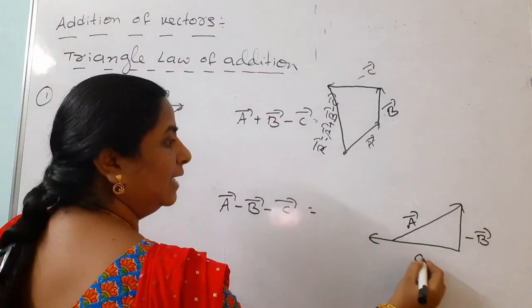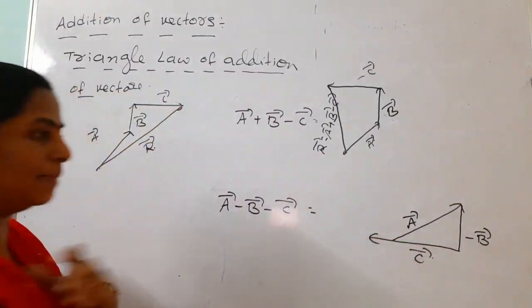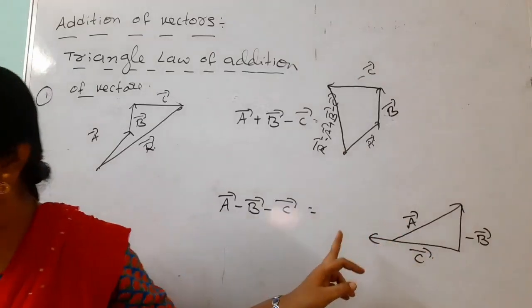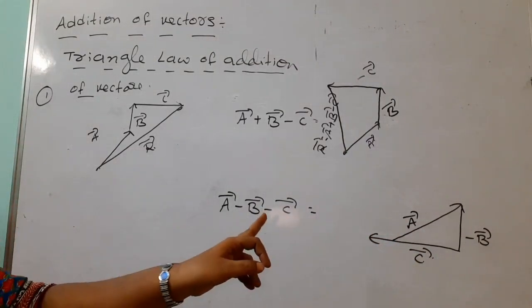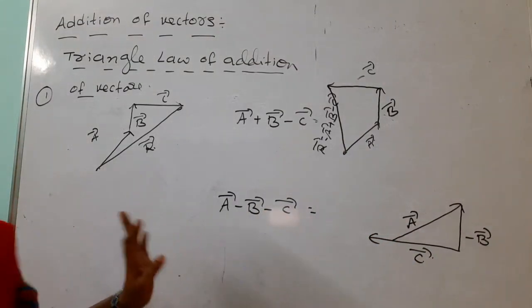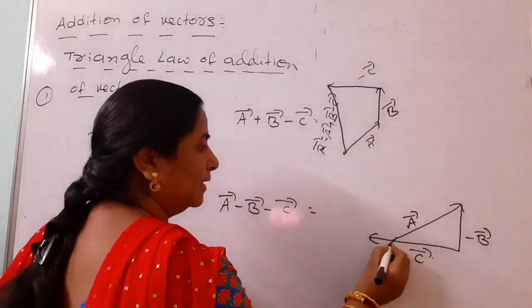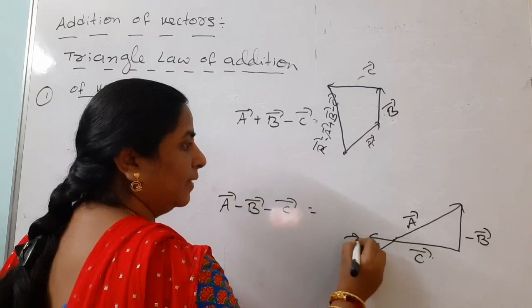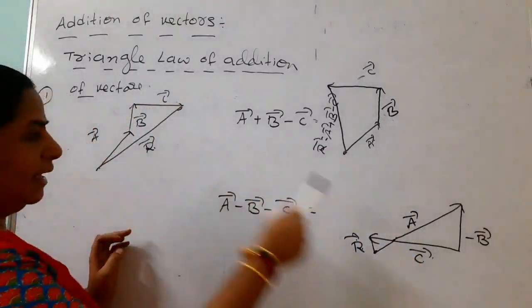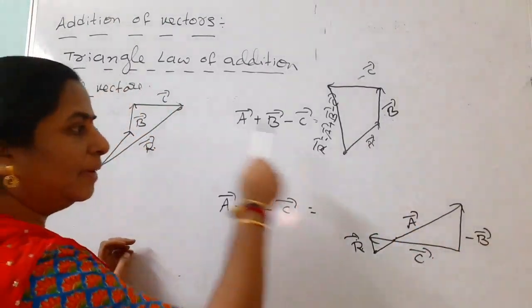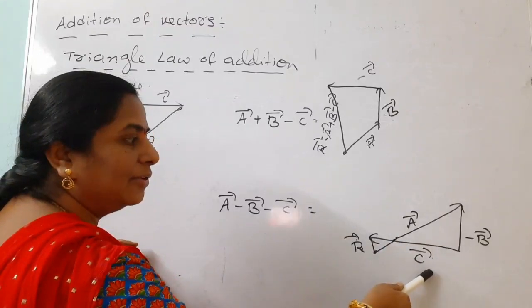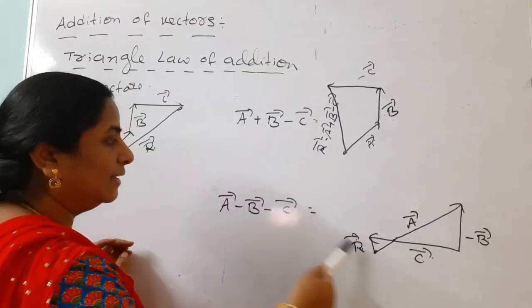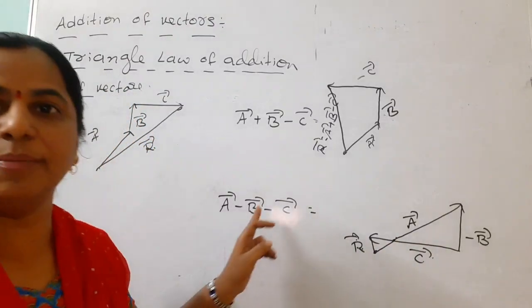This is the minus C bar. So it is representing A bar minus B bar, then minus C bar. Then the resultant we can show like this. The initial point of this one, and this is the R bar. It is parallel to A bar, anti-parallel to B bar, and anti-parallel to C bar, and this is representing the resultant A bar minus B bar minus C bar.